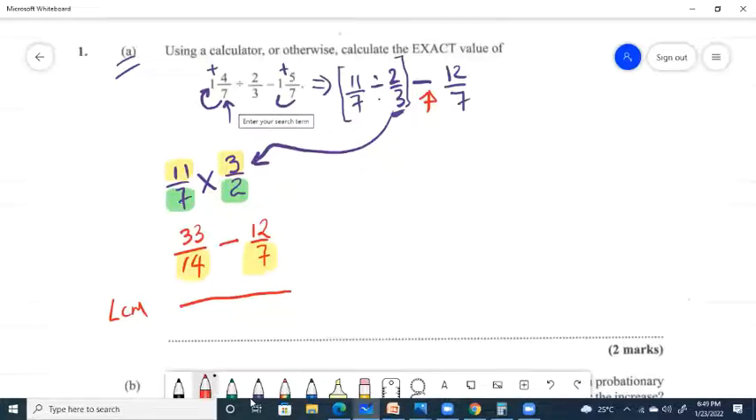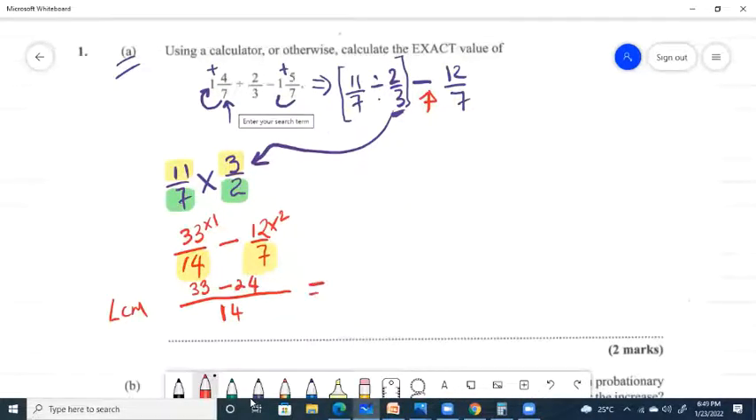Can 14 go into 14? 7 can't work, because remember, if 14 goes into 7, we're not going to get that whole number coming out. So let us go now. What we're saying now is 14 into 14 is 1 time. So 1 times 33 gives us 33. 7 into 14, that's 2 times. And 2 times 12, we have a minus 24.